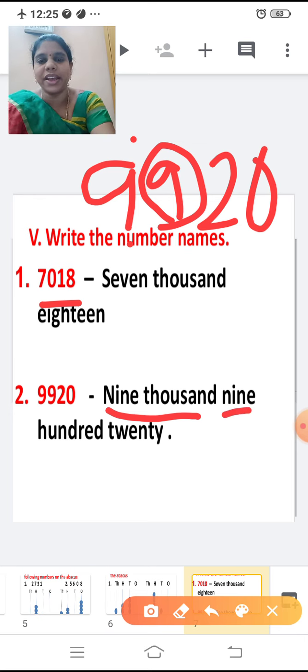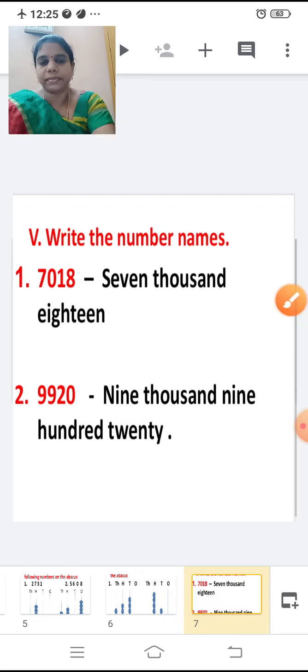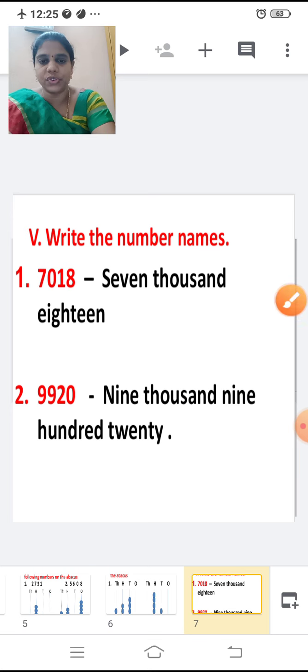How many hundreds do we have? 900s, right? 900. N-I-N-E hundred, H-U-N-D-R-E-D. 900. 20 is 20, T-W-E-N-T-Y. So the number name for 9,920 is 9,920. I think you all know how to write the number name, right children?